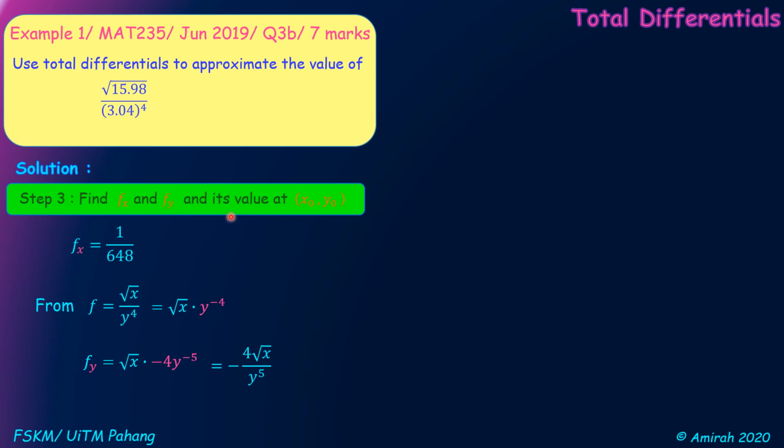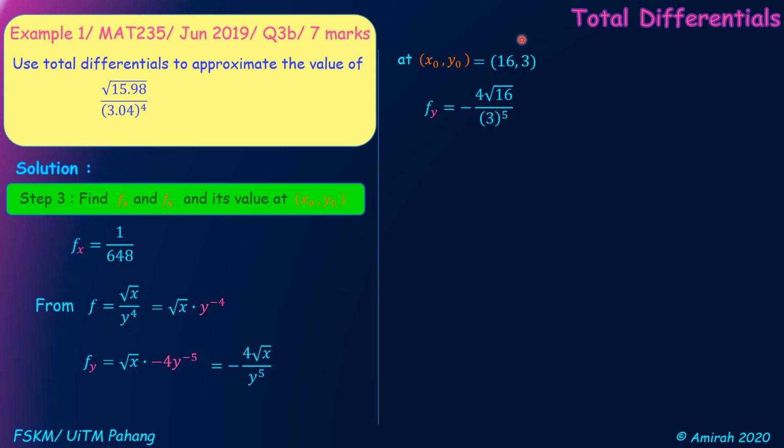Then we can find its value at x naught, y naught. So at x naught, y naught means 16 from the previous slide, and y naught equals 3, from the previous slide in step 1. Then we can find fy at x naught, y naught. From here, fy equals negative 4 square root of x over y to the power of 5.